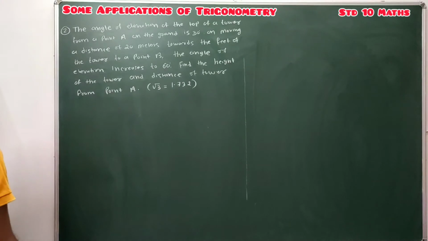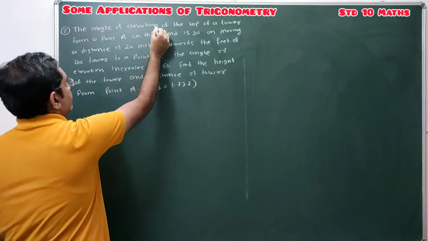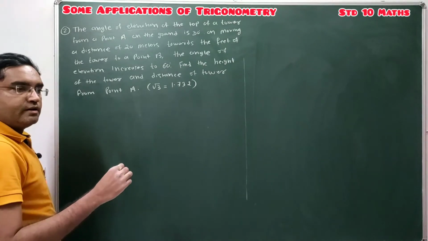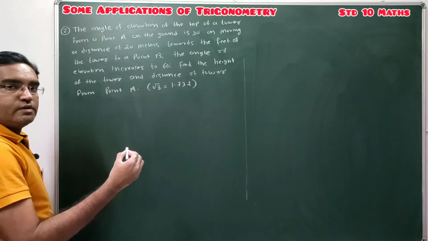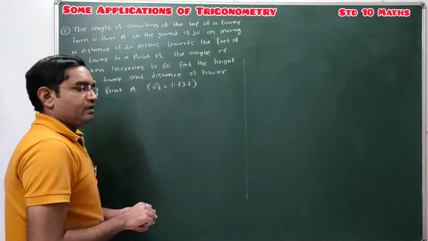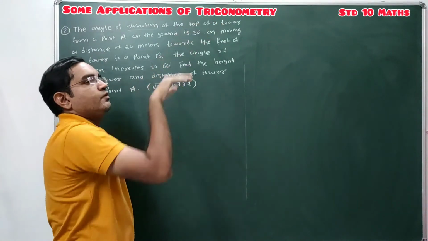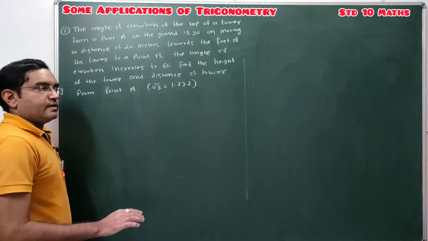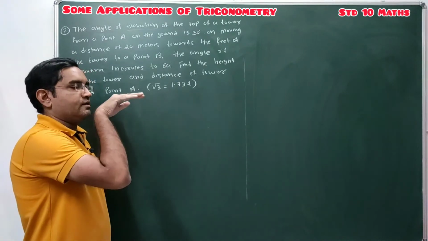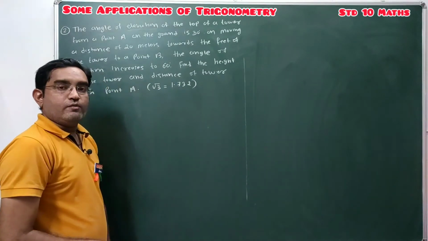First read the question. The angle of elevation of the top of the tower. What is angle of elevation? The angle of elevation is the angle formed by the line of sight with the horizontal line when the object under observation is above the ground level. Two types of angles are there. Angle of elevation, that means when we are looking in an upward direction from the horizontal line. The second is angle of depression, when we are looking below from the horizontal line, that is the line of sight, so it will form the angle of depression.